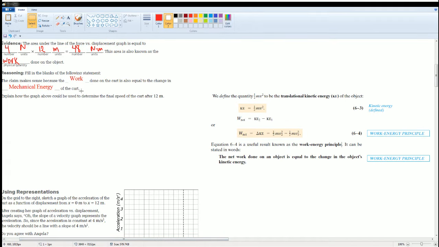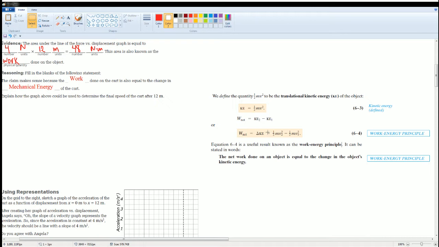This mechanical energy, if it's just in a straight line, is called translational kinetic energy, which is defined as 1/2 m v squared. m is mass, v stands for velocity. W net can be defined as the final kinetic energy minus the initial kinetic energy.